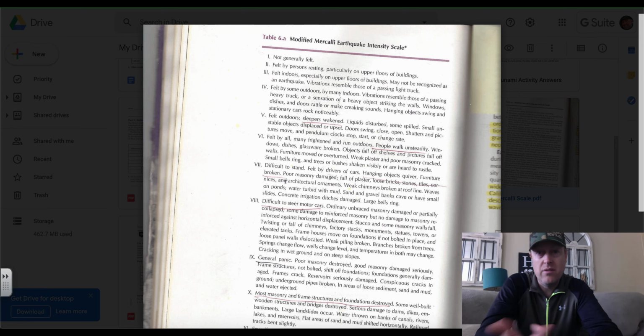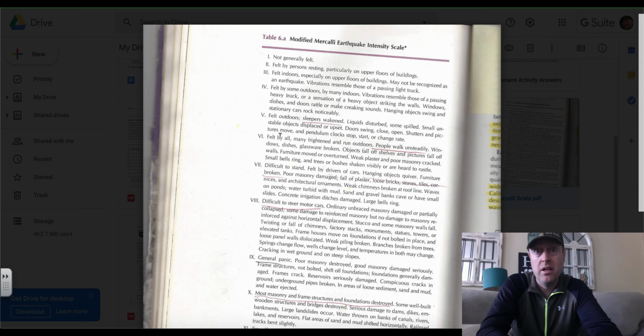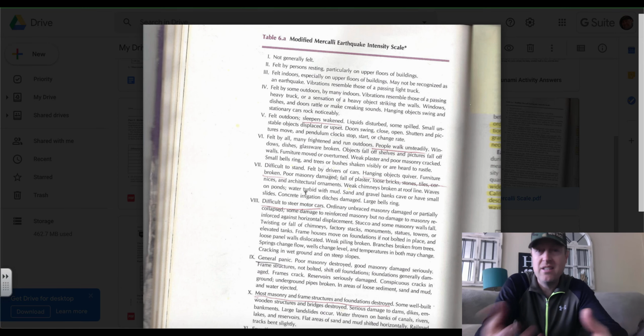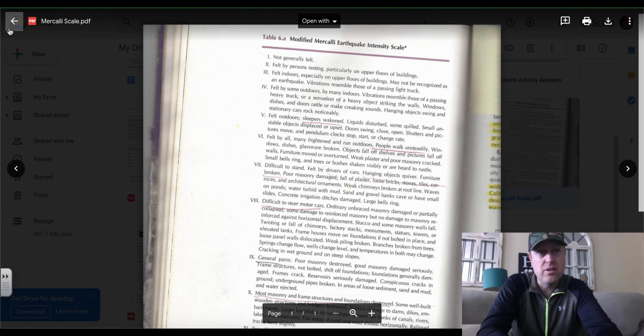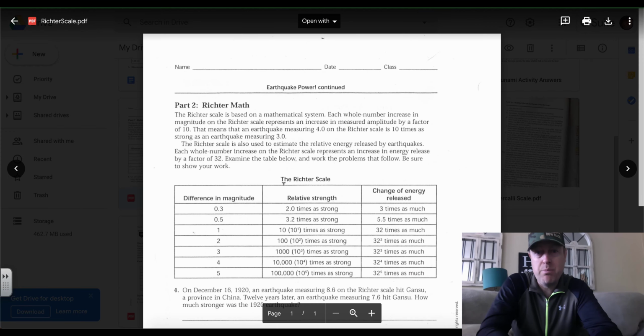Well, I don't know about you, I've seen some people walk out of some buildings around Klamath Falls stumbling. I've seen people not driving their cars very well. So the Mercalli scale is not very good. It's about the damage that the earthquakes do to things. The Richter scale, however, is much better.